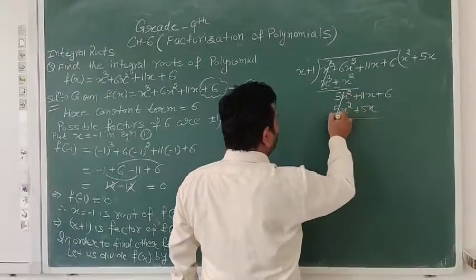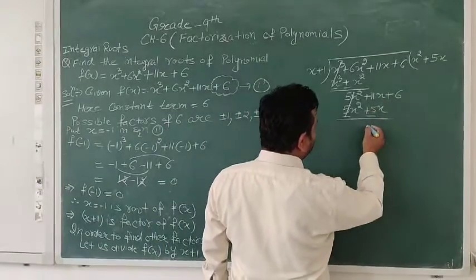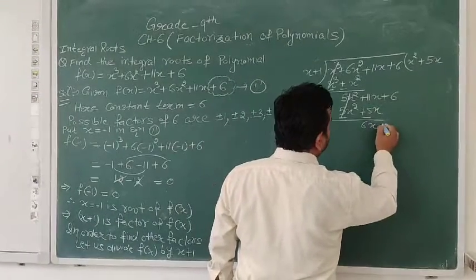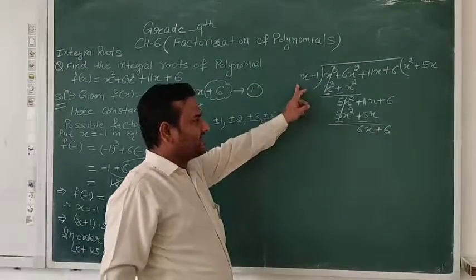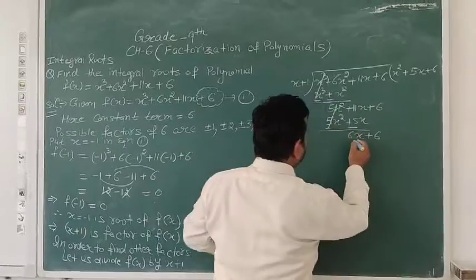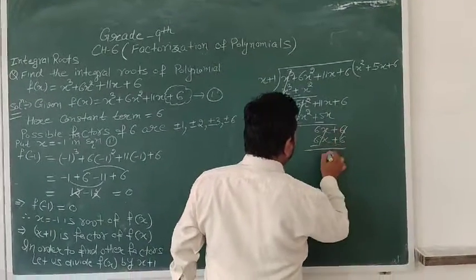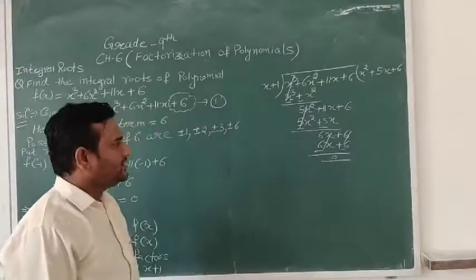Again subtract 5x square with positive negative sign, cancel itself. This is minus 11x minus 5x, 6x plus 6. Now here is x, here is 6x. So we have to multiply by 6 only. So we are left with 6x and 6. So on subtracting, they are cancelled and we get our answer equal to 0.